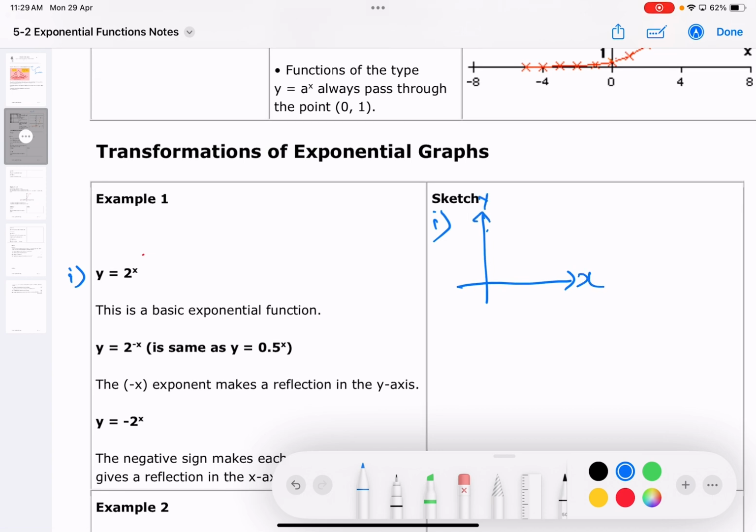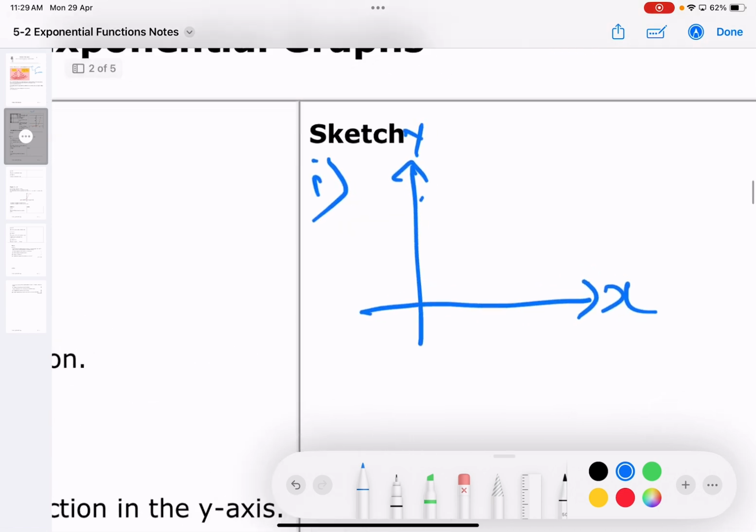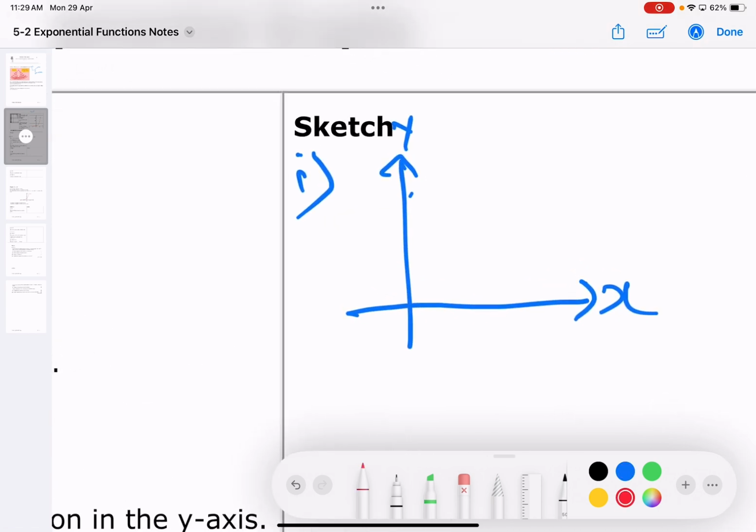Now in AMATH, the axis will not be drawn for you. You have to draw by yourself. Okay, that's the thing about AMATH. So you have to learn how to draw by yourself. In EMATH, everything is drawn for you, but in AMATH, it's not. Alright, so how does it look like? Just remember, exponential means it will start from nothing and then it will go upwards.